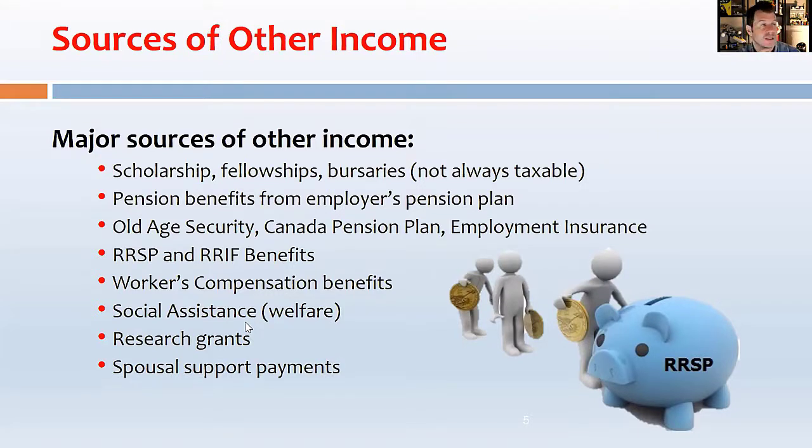Spousal support payments. If you are in a situation where you are receiving spousal support from an ex-spouse, then that has to be included in your income, period.